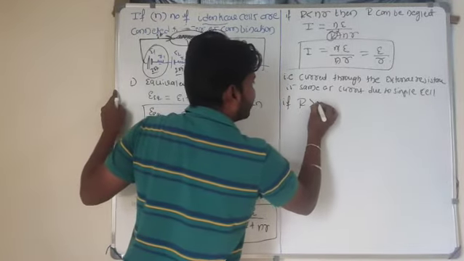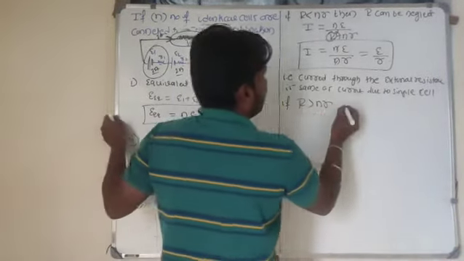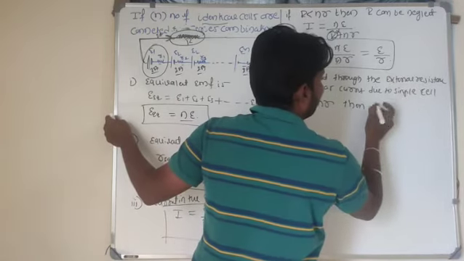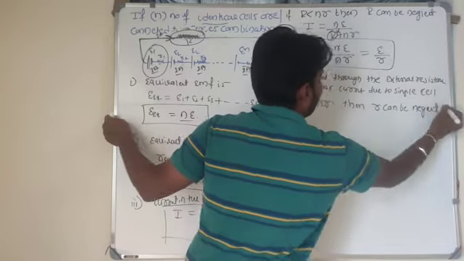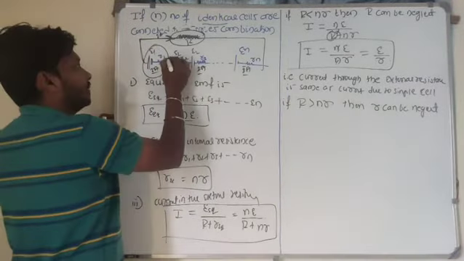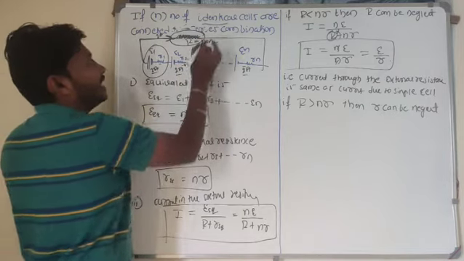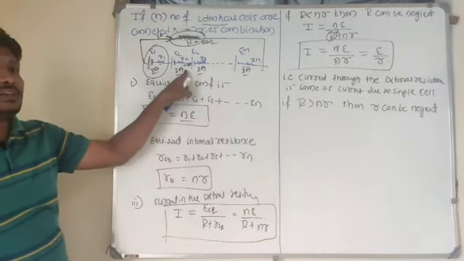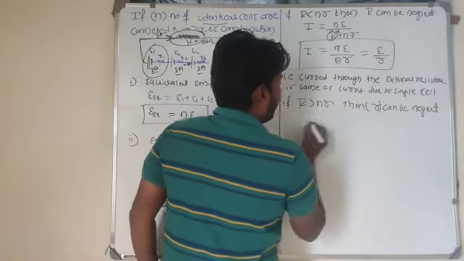Suppose external resistance is large here. So if R is greater than n into r, then n into r can be neglected from the main equation. So if external resistance is very high as compared to internal resistance, for example internal resistance is 0.1 ohm and external resistance is 100 ohm, then external resistance is very large as compared to internal resistance here. If R is greater than n into r, then n into r can be neglected.